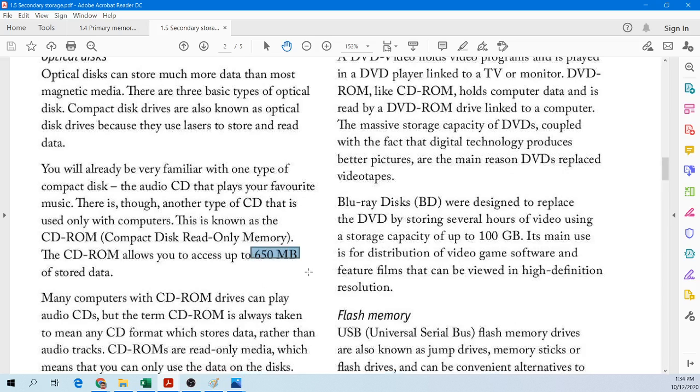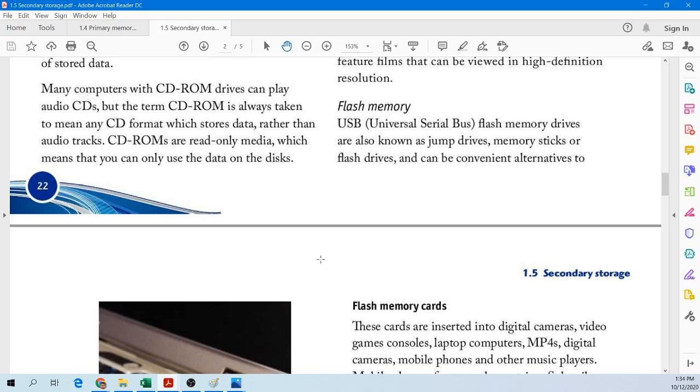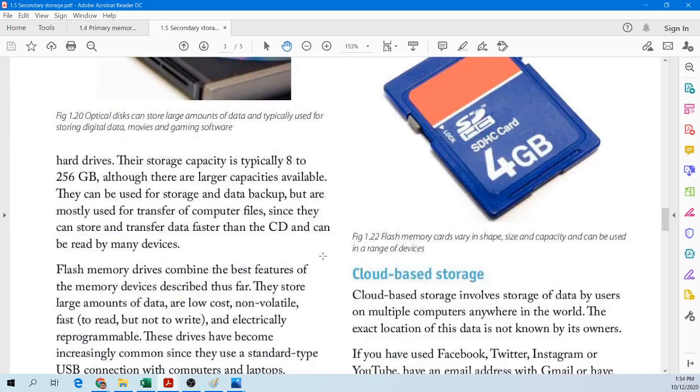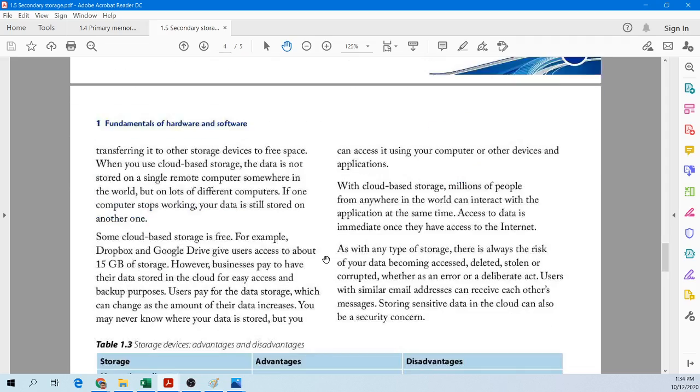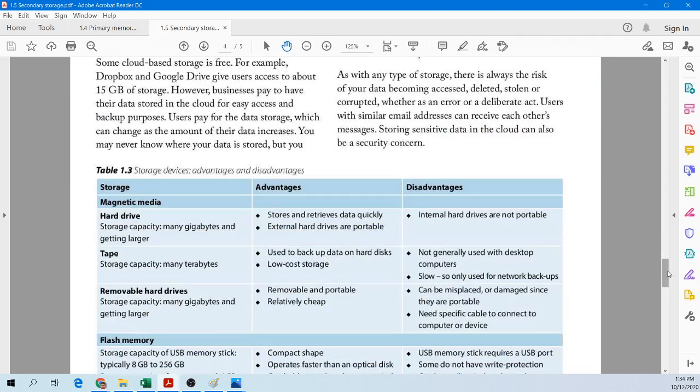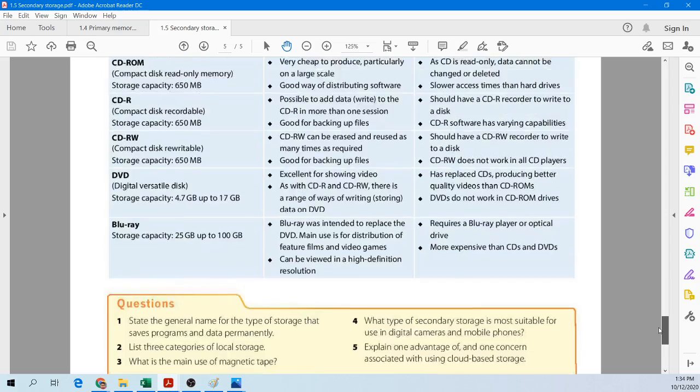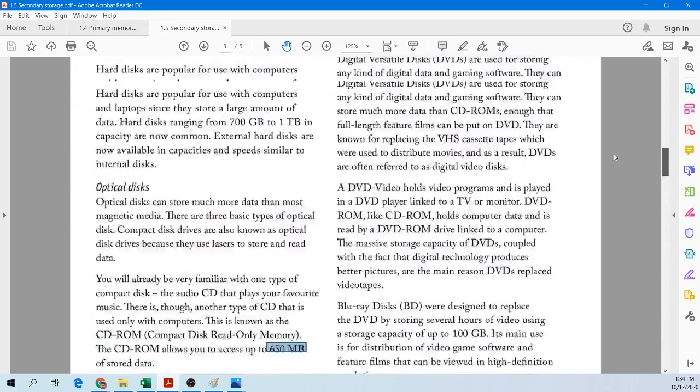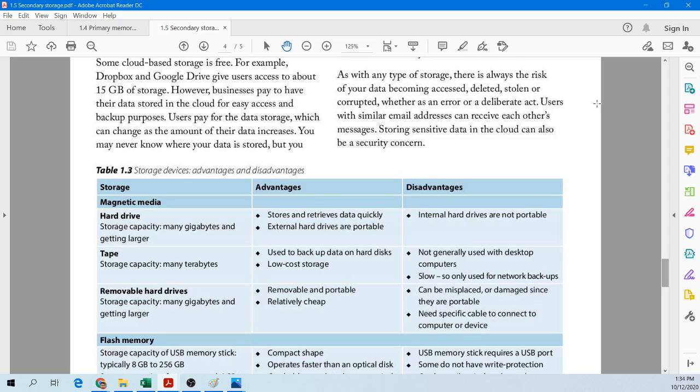So we're gonna pause here for today. Next week we're gonna continue with flash memory and then cloud storage, and then we'll look at the table. So till next week you'll get your homework here. So basically you have no homework for this week.